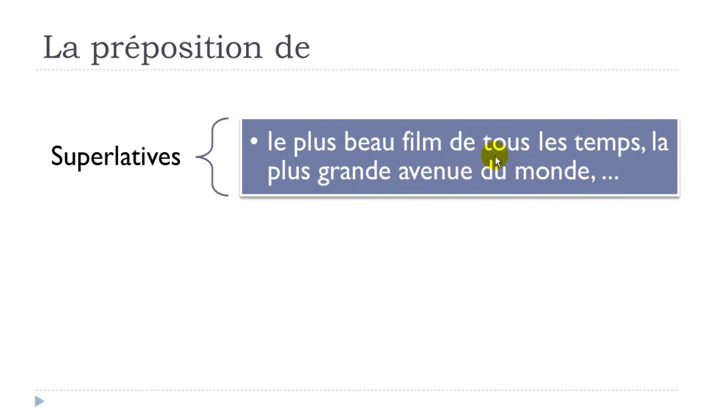In that case, you can see that you combine this de and then the article le monde, the world. De le becomes du. So du monde, of the world. La plus grande avenue du monde. For all these superlative constructions, remember you will have to use this preposition de. De tous les temps, du monde.